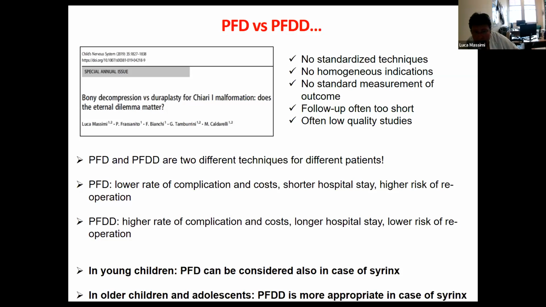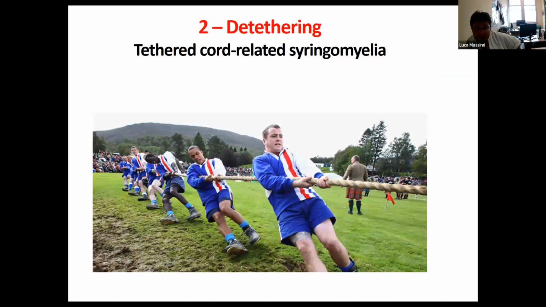Knowing that the bony decompression alone is safer, it has a shorter hospital stay, a lower rate of complication, but it is less effective. And on the contrary, the duroplasty has a higher risk of complication, but of course is also more effective. So in young children, for Chiari malformation, we consider the bony decompression alone. In the very young, also if they have a syringomyelia. Otherwise, if we talk about syringomyelia, it's better to perform at least a duroplasty.